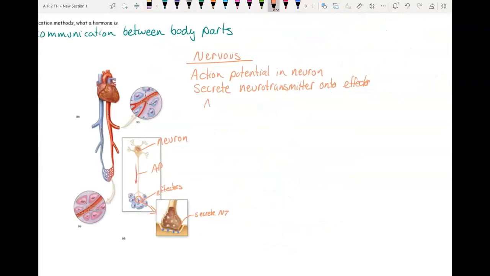Then recall that neurotransmitter binds to receptors on your effectors. And that is how you stimulate your body parts to do something.